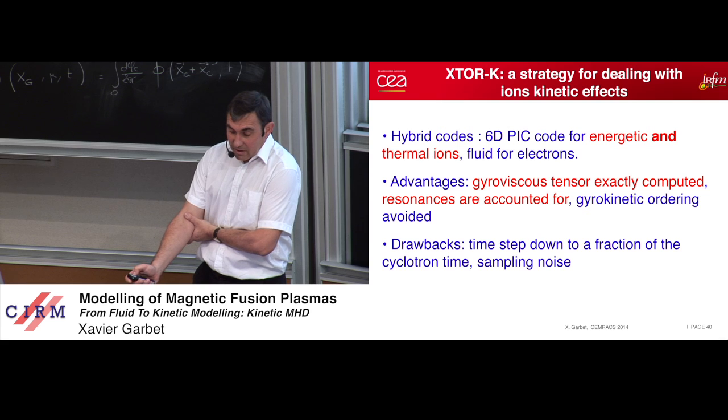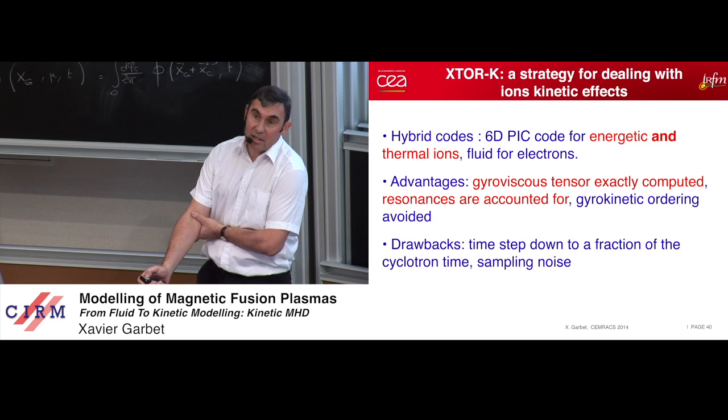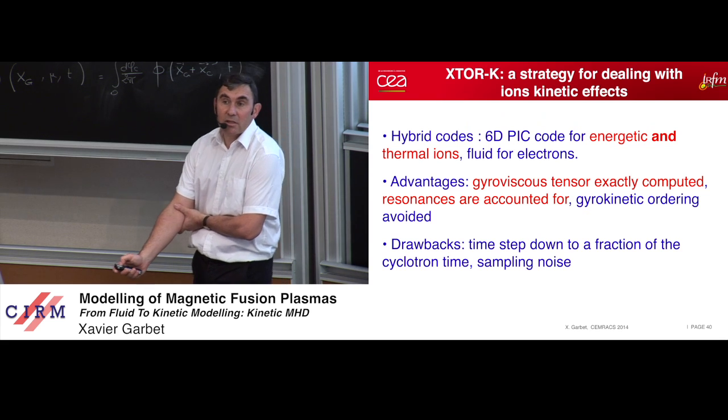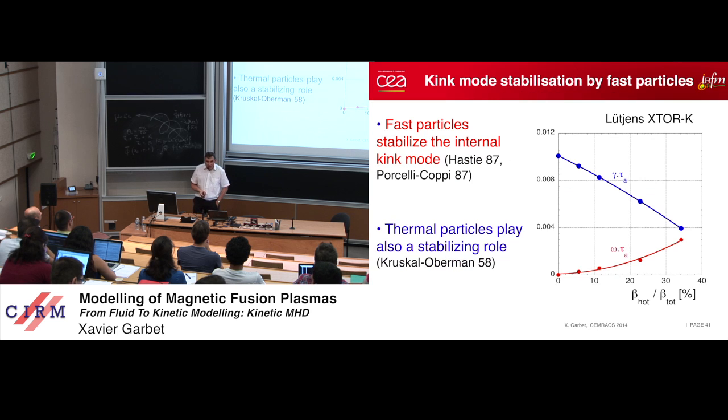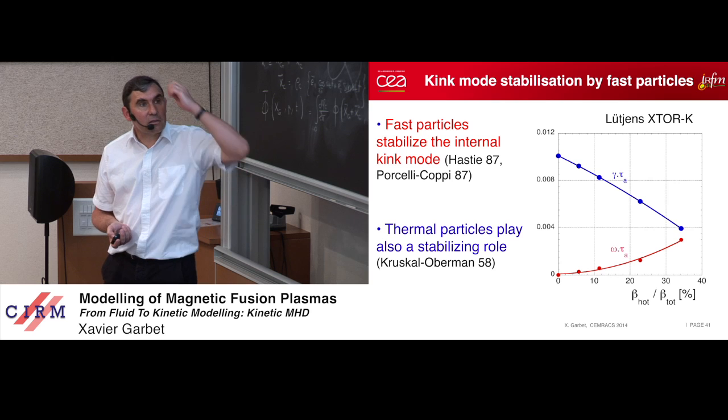And of course, even if you do that only for ions, that means the time step has to be a fraction of the cyclotron period. So that means your time step will have to be very small. But it turns out that our colleagues at the École Polytechnique decided to move in that way. And actually, the code is operational, and they started testing it.